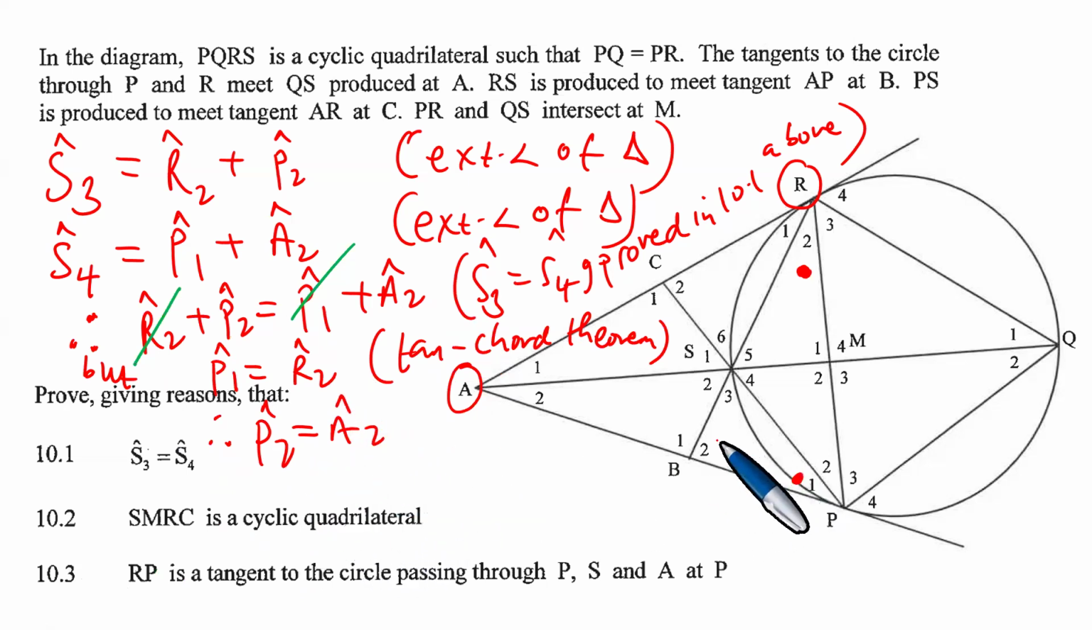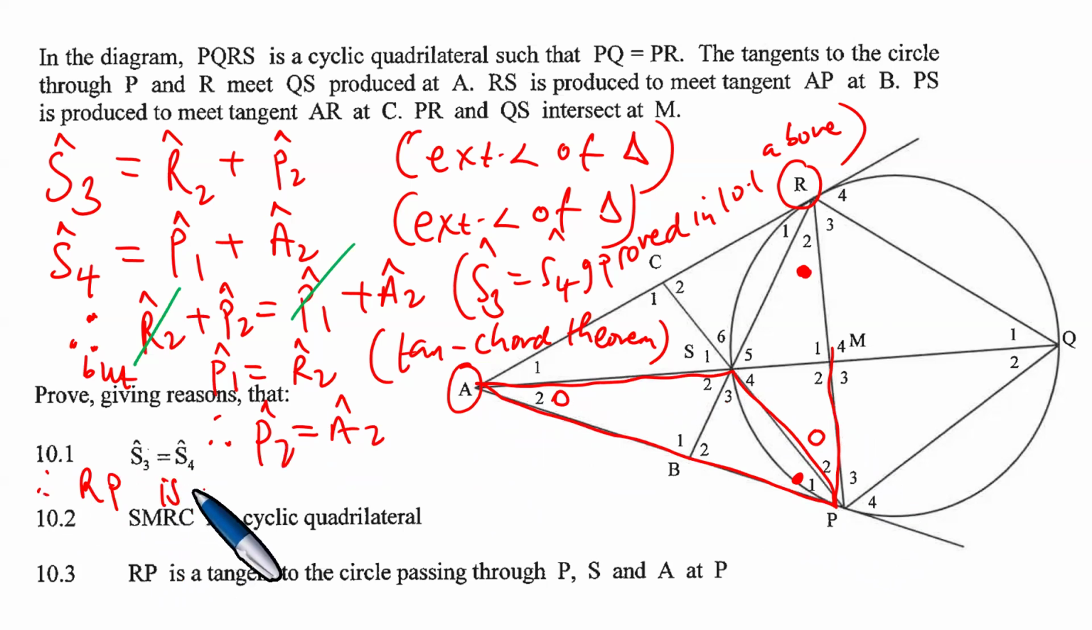Okay, let's look at what this means now. If P2 is equal to the angle A2, it is our old result from grade 11. This is obviously a geometric concept, but this is from grade 11, and we are able to celebrate this. So if this equals this, the conclusion, therefore, is RP is a tangent. So RP is a tangent to the circle.